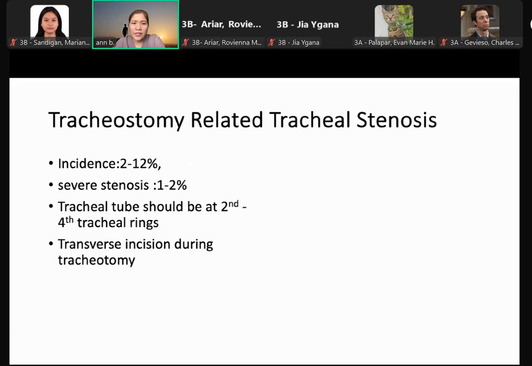We have here the incidence of 2 to 12% in tracheostomy-related tracheal stenosis, severe stenosis in 1 to 2%. The tracheostomy tube should be at the second or fourth tracheal ring. So when you do your tracheotomy, meaning when you do the opening in the trachea, you need to put it at the second or the fourth tracheal ring, not on the first. So you need to count during intra-op, and use a transverse incision during tracheotomy.